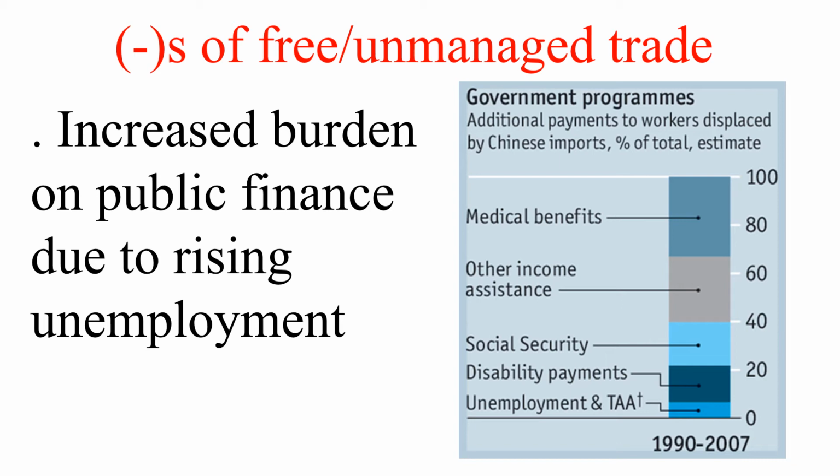So this graph, again, between 1990 and 2007, shows how much additional money, in percentage terms, the U.S. government had to spend on those workers inside the U.S. who lost their jobs because the products they were previously manufacturing are now being imported from China. This is, again, a very instructive graph. Please take a moment to think about this.